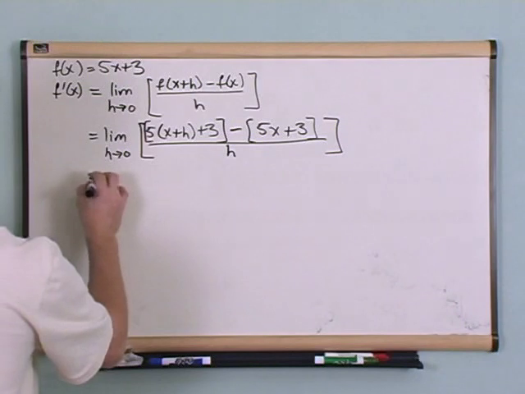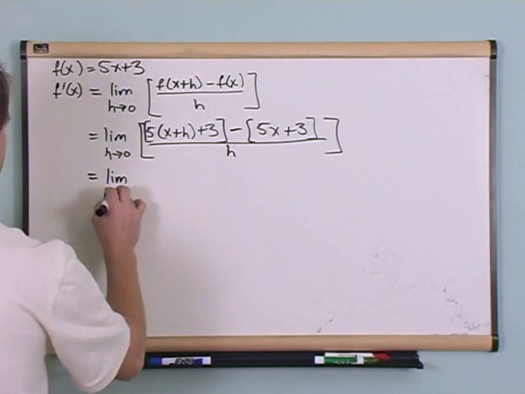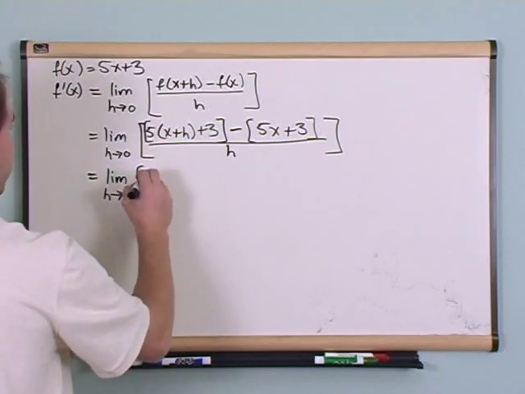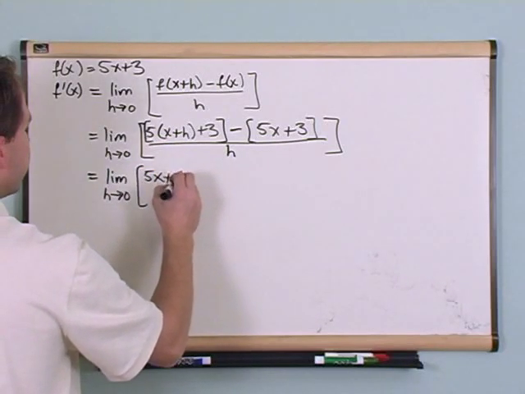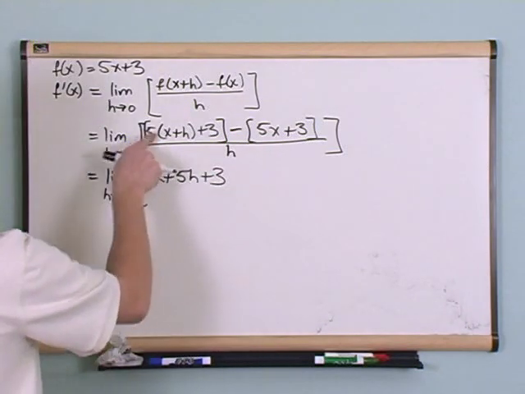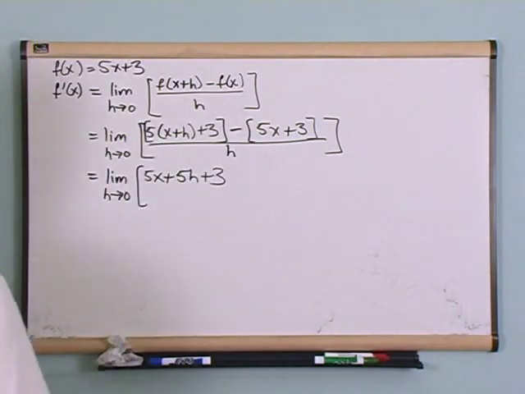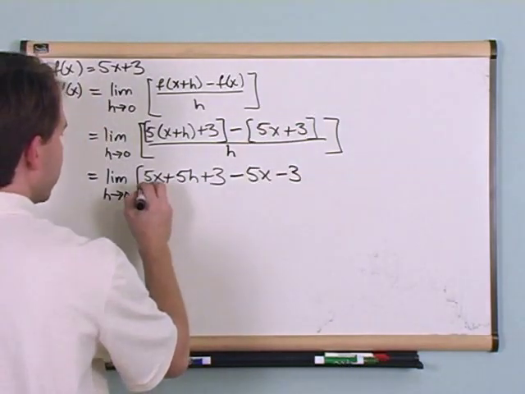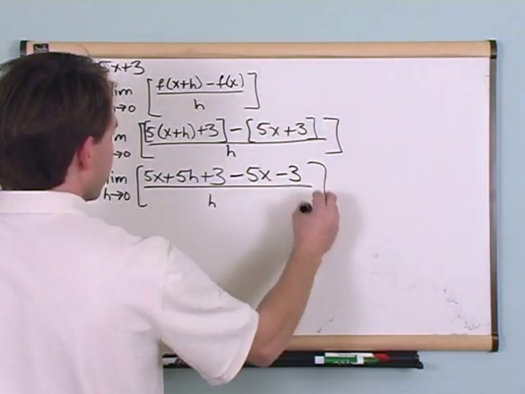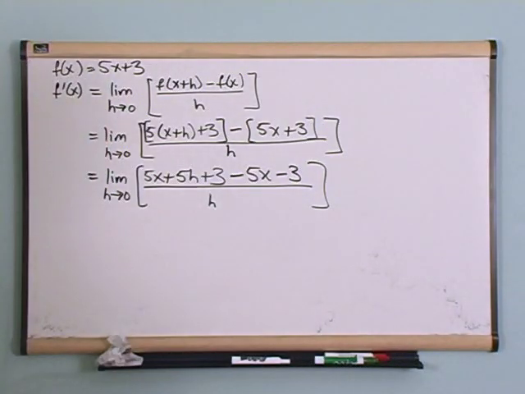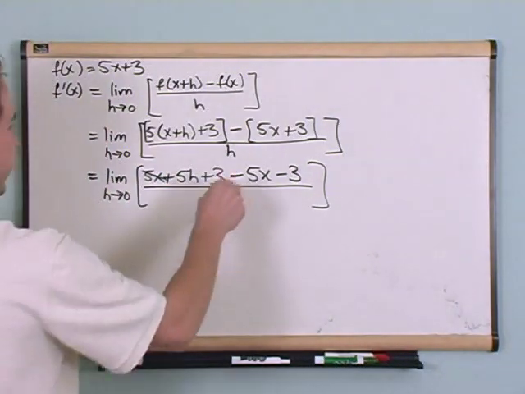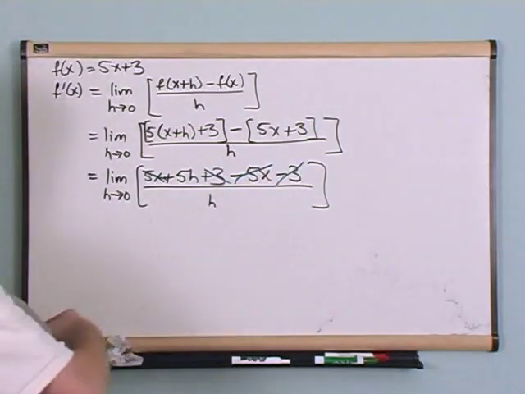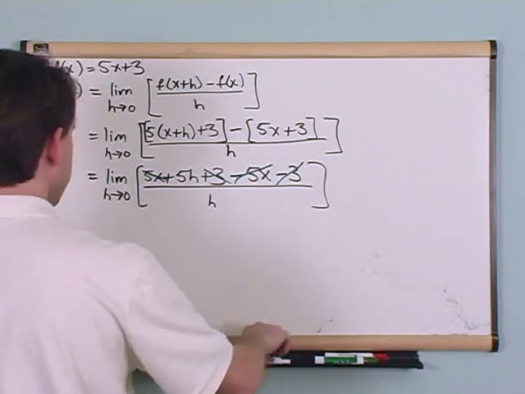So let's simplify this. And I think you'll see that some stuff will cancel, hopefully, and we'll be okay. Let's expand this. This is 5x plus 5h plus 3. Distribute the 5 in. That's all we did here. Minus 5x minus 3. Just distribute the negative 1 in, and again it's all over h. So you can see right away the 5x cancels with the negative 5x. The 3 cancels with the negative 3. So that fortunately worked out.